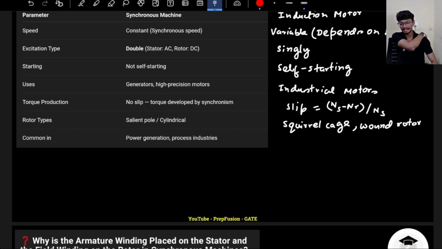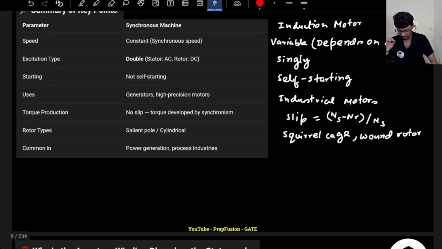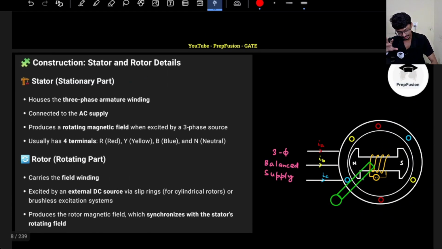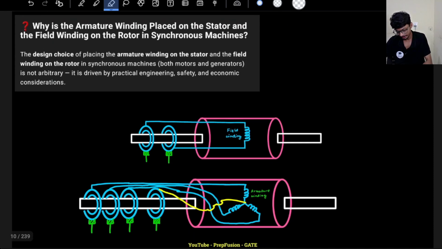Now let's understand this key question: why is the rotor side DC excited, we are not providing three-phase supply, and why on the stator side are we providing three-phase supply? Okay, think, and I will come back with the solution. So let's get to this question.